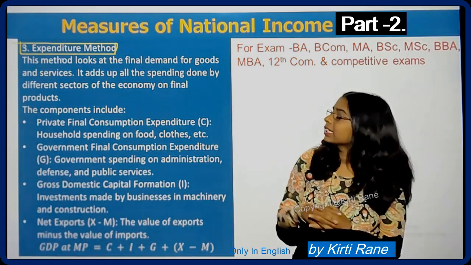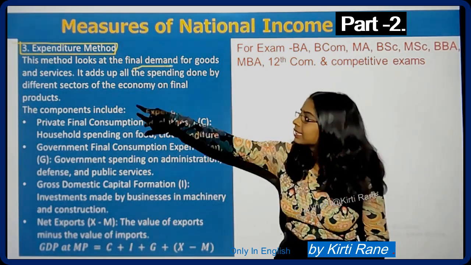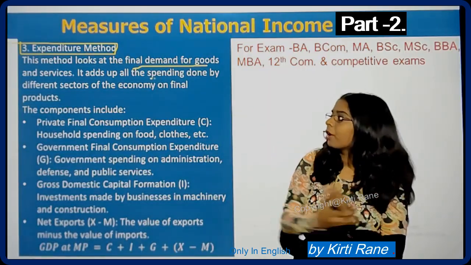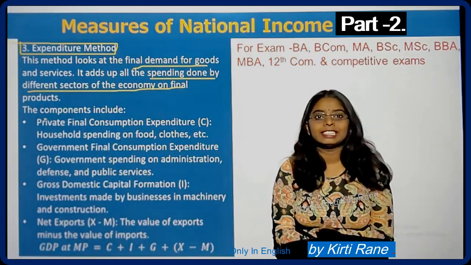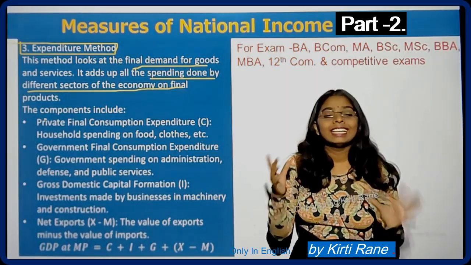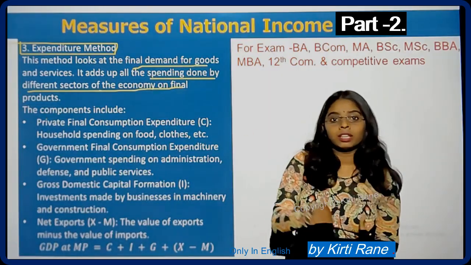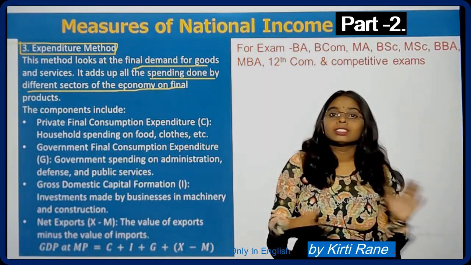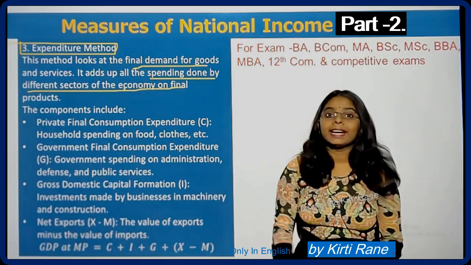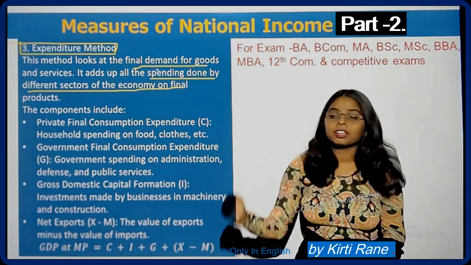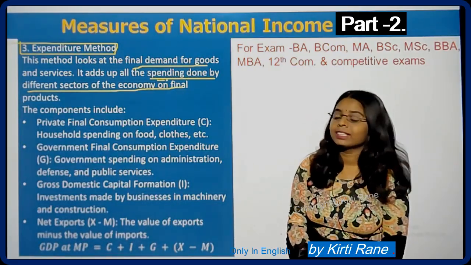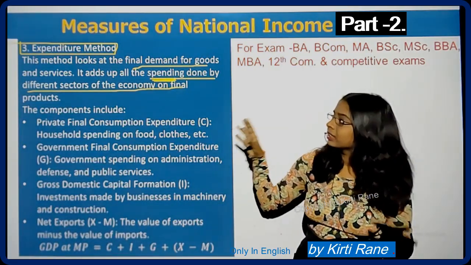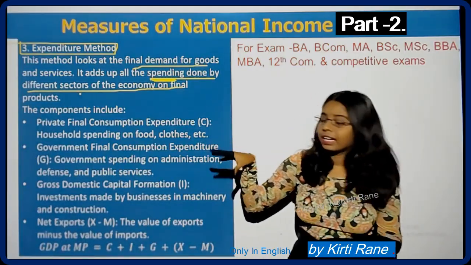It adds up all the spending done by the different sectors of the economy on final product. As the name suggests, expenditure is all the expenses that have been done on the production process. So it adds up all the spending that has been done on the production process to produce that final good or services by different sectors of an economy on the final product.